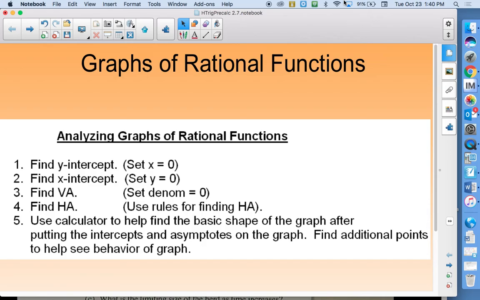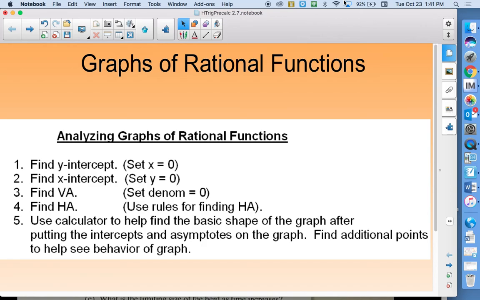So today we are going to analyze graphs of rational functions, which we pretty much talked about yesterday. But if you were unsure of some of the concepts yesterday, how to find the information, we'll go through it today and then actually make a shape of the graph. So you will be graphing today. You'll need a calculator to finish the shape of the graph.